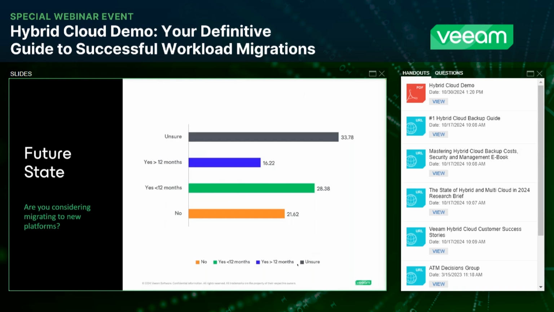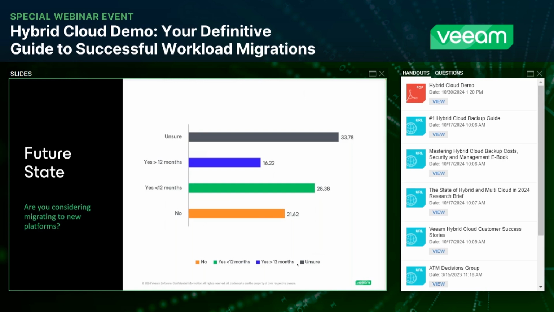Now, just over 16% of you guys are looking to make that change in more than 12 months. Almost a third of you guys are looking to make that change in less than 12 months. And then just over 20% of you know, I want to stay the course that we shared on those slides a couple of slides ago. So again, lots of options out there, lots of decisions to be made, lots of organizations going in different directions.